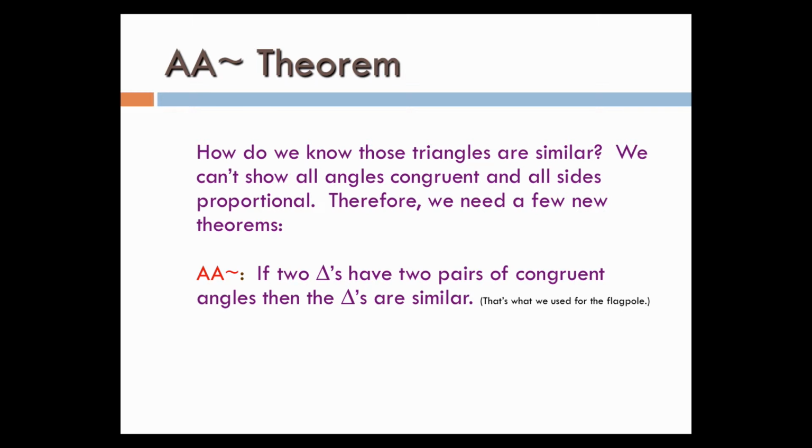So really all we needed to prove that the flagpole triangle and the wagon triangle were similar is that right angle and one of the other angles. And one of those other angles we got from the business about the sun.